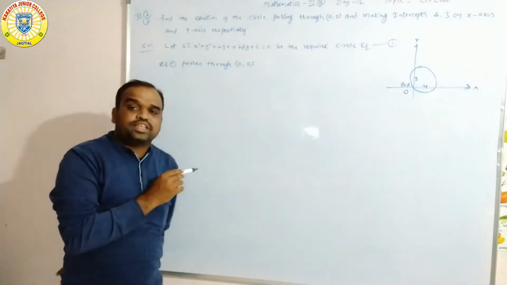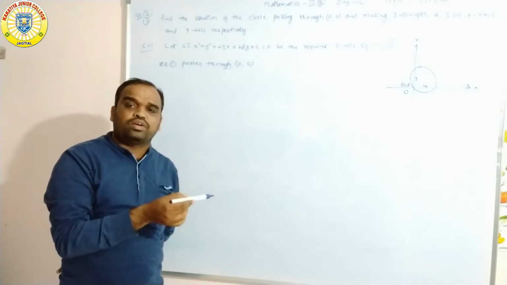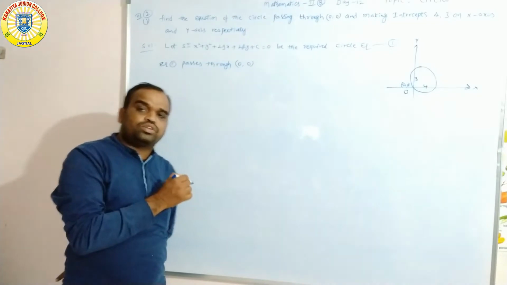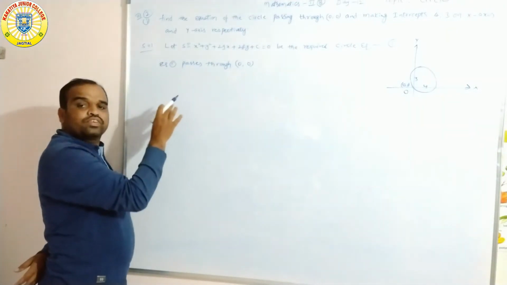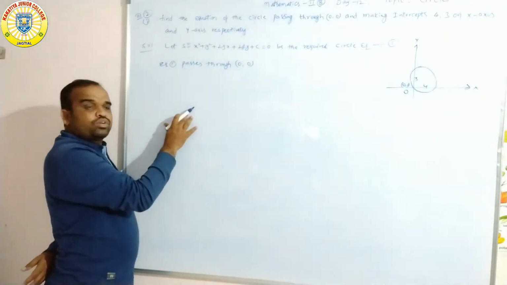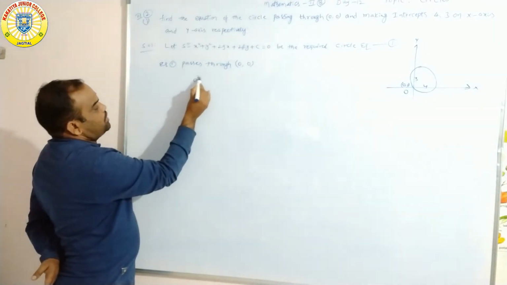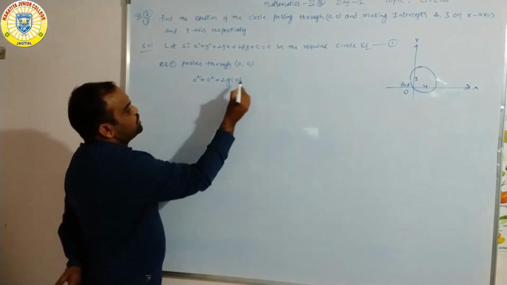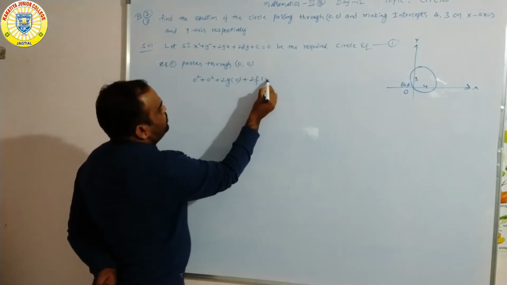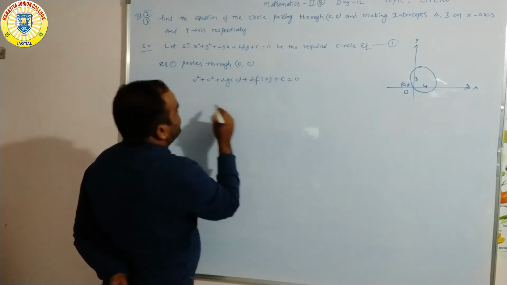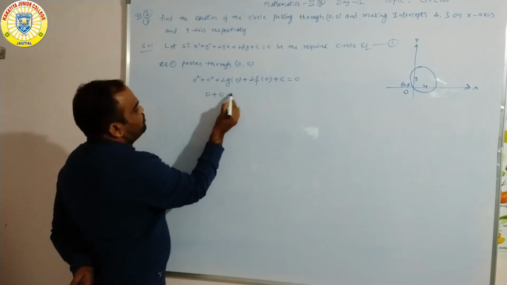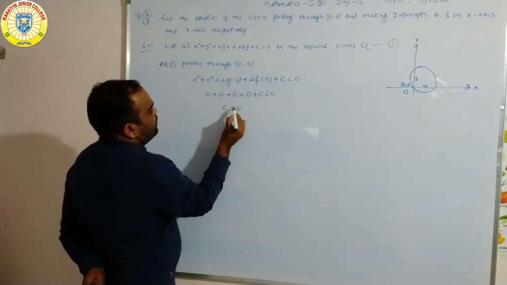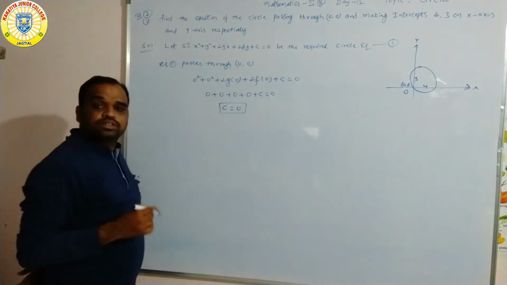That's why in this equation we are substituting x = 0 and y = 0. That is nothing but 0 square plus 0 square plus 2g into 0 plus 2f into 0 plus c = 0. Totally 0 plus 0 plus 0 plus 0 plus c = 0. Totally what are we getting? c = 0.